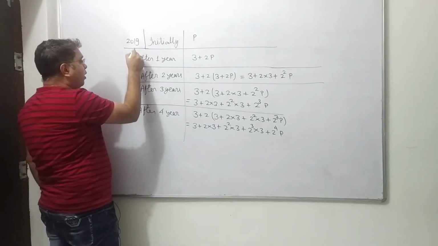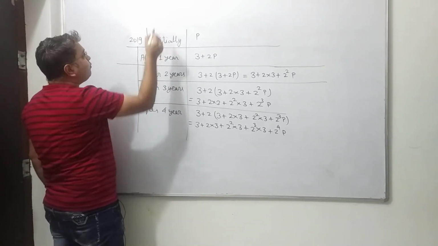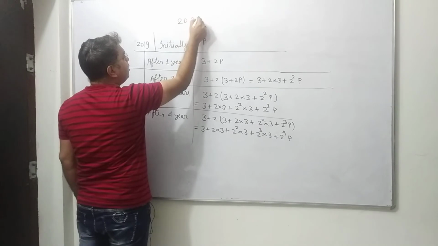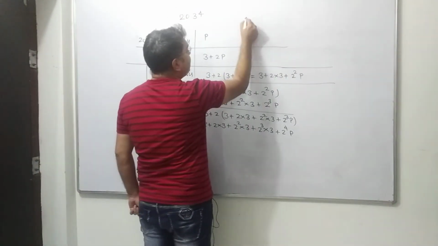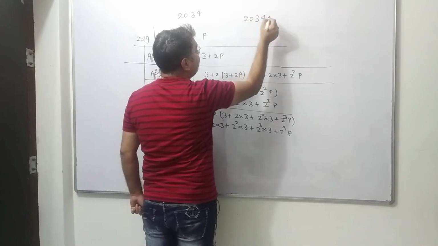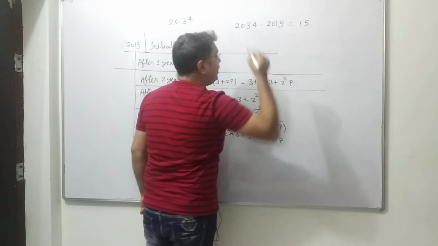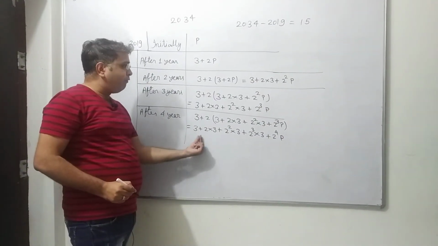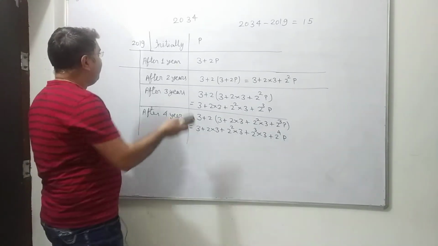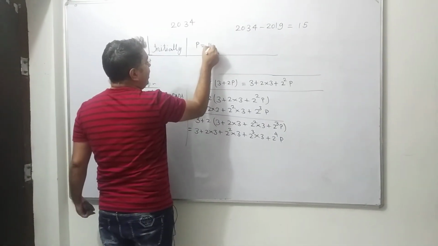Now we have to find the population in 2034. So how many years? We have 2034 minus 2019. This is 15 years. So we have to find the population after 15 years. I am rubbing this data, and the initial population we have is 1000.